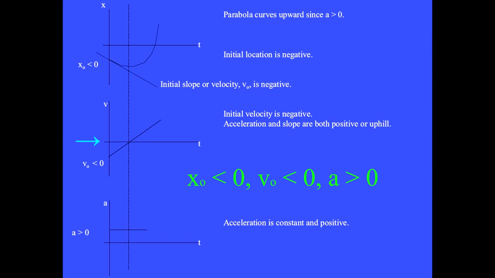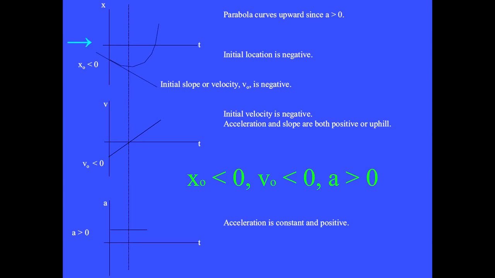In the velocity versus time plot, the initial velocity is negative, but that shrinks to zero for a moment, and then the velocity points in the positive x direction. The acceleration and the slope are both positive and uphill. The equation for this line would be v equals v0 plus at, where v0 is negative.